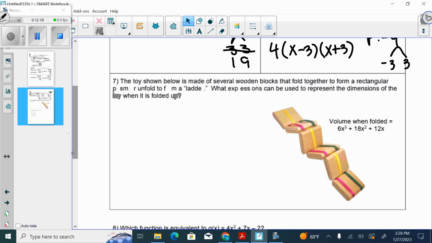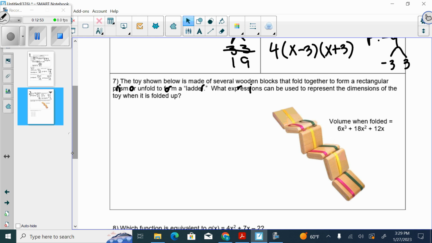Okay. Number 7 says that the toy shown below is made of several wooden blocks that fold together to form a rectangular prism, or unfold it to form a ladder. What expression can be used to represent the dimensions of the toy when it is folded up?